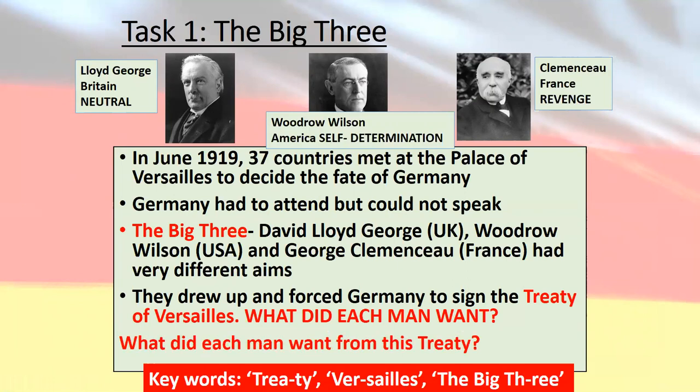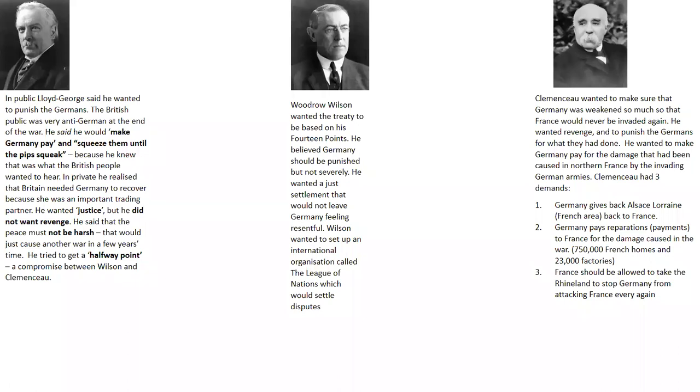But what did each man want from the treaty? So you've got Lloyd George here, Woodrow Wilson here, and Clemenceau here. Let's see what they all wanted. And then you're going to do a task for each one. In public, Lloyd George said he wanted to punish the Germans. The British public was very anti-German at the end of the war, and he said he would make Germany pay and squeeze them until the pips squeak, because he knew that was what the British people wanted to hear. So in public, Lloyd George was all about destroying Germany.